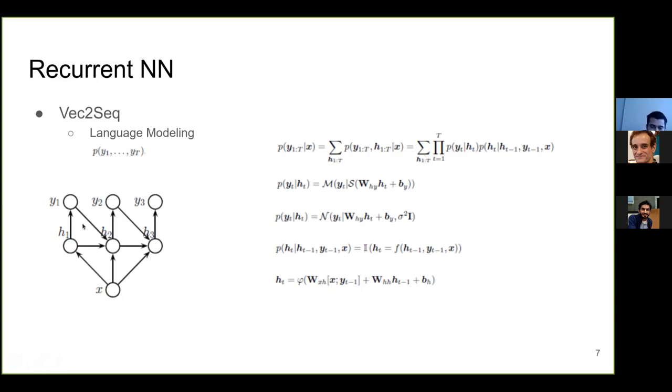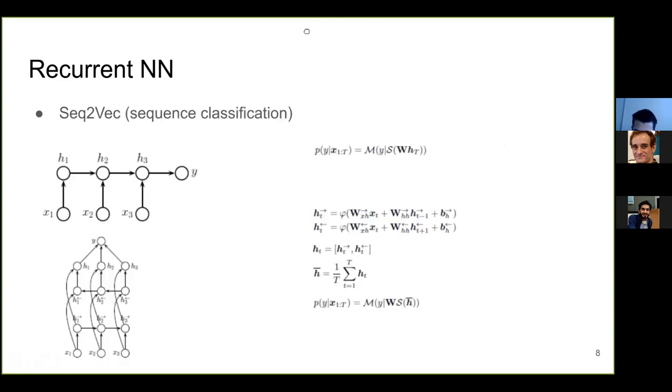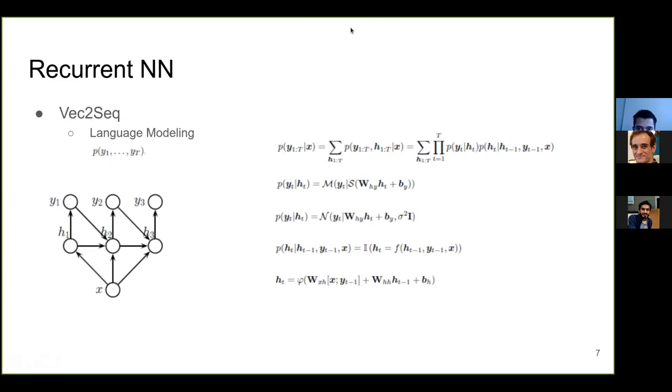So we're trying to predict the probability of a particular sentence. That's called language modeling. Here the equation is a bit complicated, but what it really means is a conditional probability. Given X, we're trying to predict this sequence of Y.